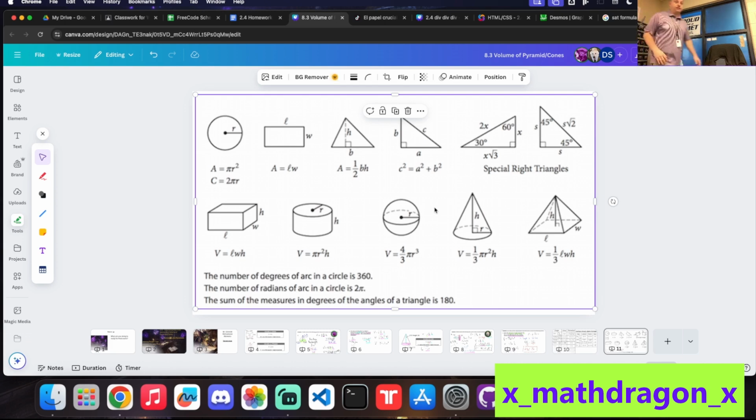And you're given that on the SAT. You can use that at any time. So you have these volume formulas right at your fingertips.